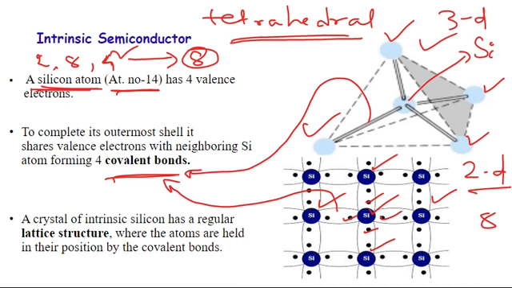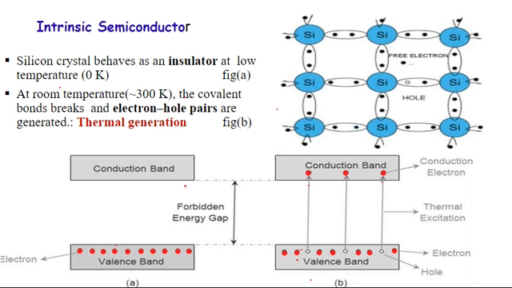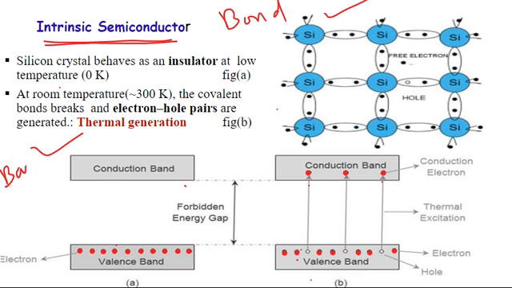Whenever this tetrahedral structure repeats itself in a periodic manner, it forms a structure known as a lattice structure. Now let's move on to what happens when some thermal energy is given to the intrinsic semiconductor. Here you can see a figure. This figure, as we have discussed, is called the bond model, and this figure is called the band model. So what is the difference between a bond and a band?